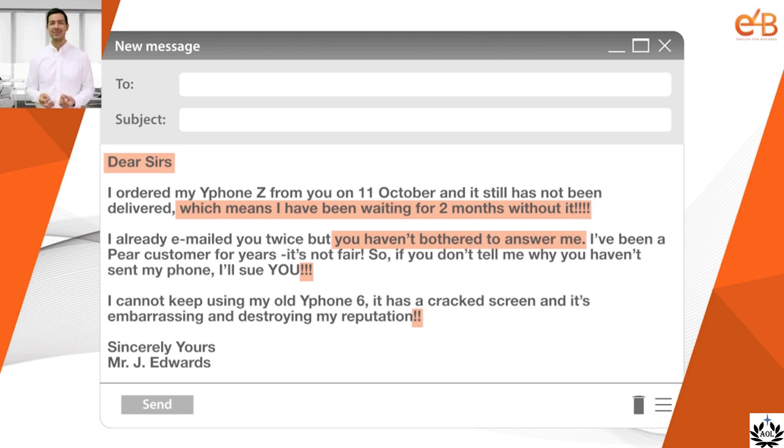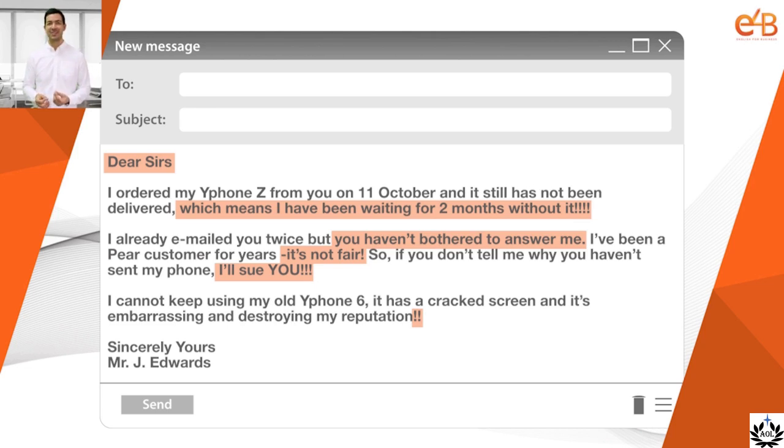The part in the letter when Mr. Edwards writes, "It's not fair," once again shows emotion rather than sticking to the facts. This is followed up with a threat to sue the company. "I'll sue you." As angry or disappointed in the service received as the writer is, it's important not to make threats or use capital letters in a letter of complaint.